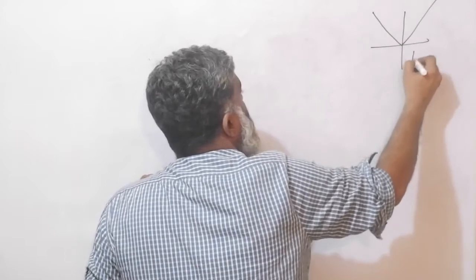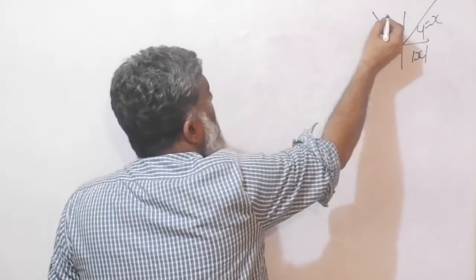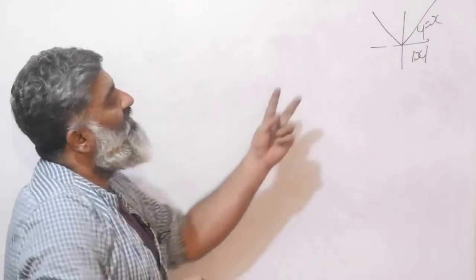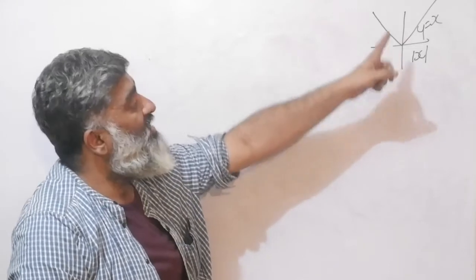Mod of x is like so. This is y is equal to x. This is y is equal to minus x. And this is my memory remembrance. It comes to the origin 0, 0, and it goes up.